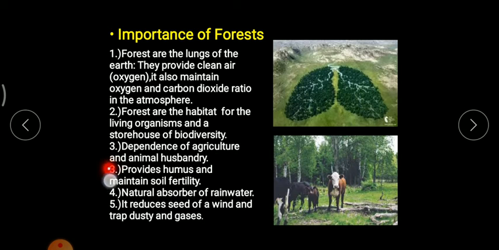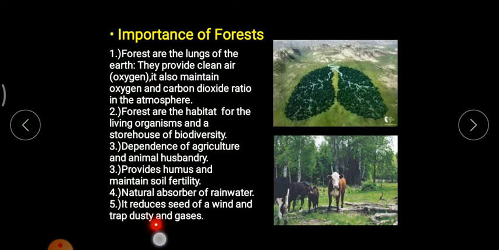It also provides humus, it maintains soil fertility, and it is also a natural absorber of rainwater. Whatever rainwater is there, the forest absorbs it. Forest even reduces soil erosion and wind speed.